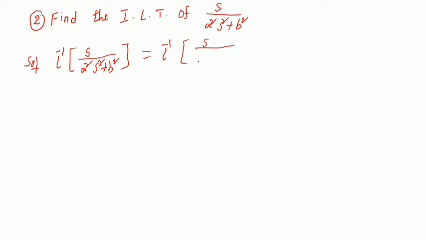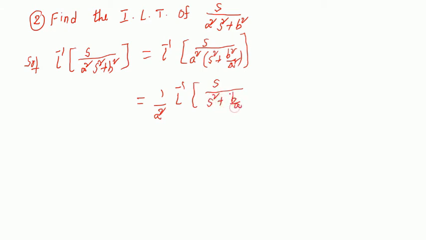I can take the a square common, then I can keep it outside. Here a square common, then what happens? s square plus b square by a square, right? By taking a square as common, you can get the form of s square plus b square in the denominator. So here 1 by a square is a constant, keep it outside of the inverse Laplace transform. Then we have L inverse of s by s square plus b square by a square, which can be written as b by a whole square.